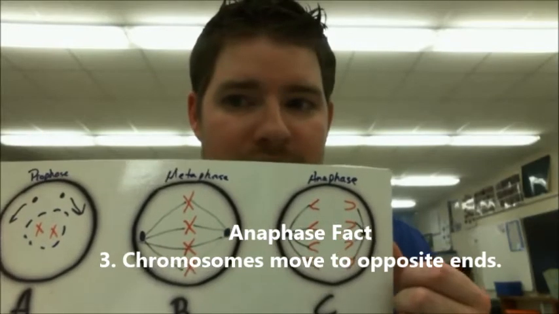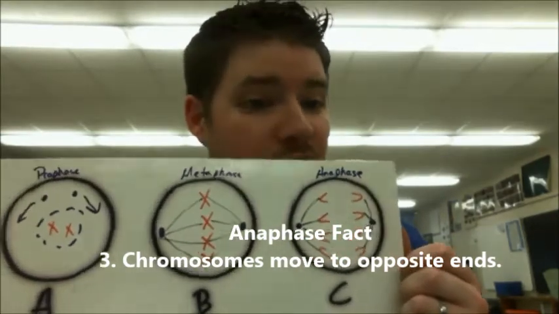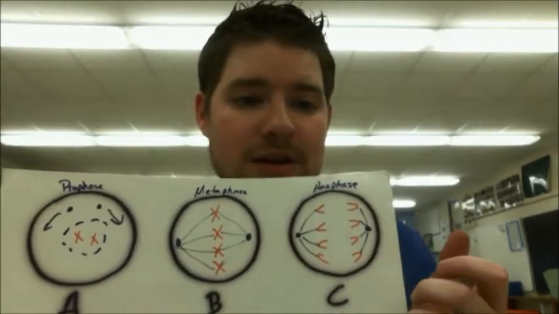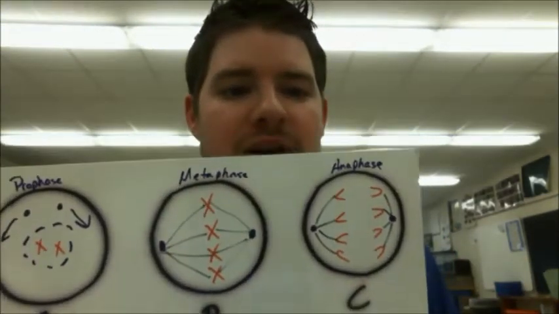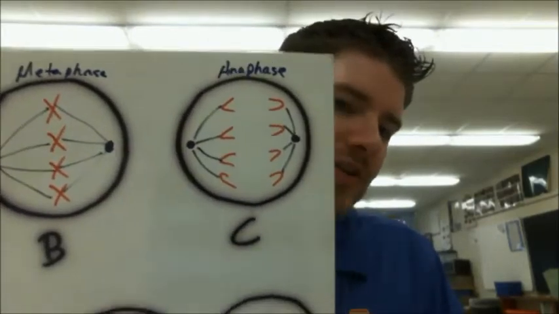As they're being pulled apart, they're going to start to move to opposite sides of the cell, which would be the third part of what happens during anaphase there. The spindle fibers are going to work much like a fishing rod, to where the centrioles are going to be reeling in their string for their big catch, which is the chromosomes.